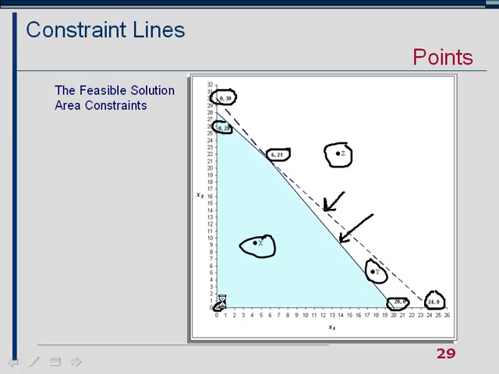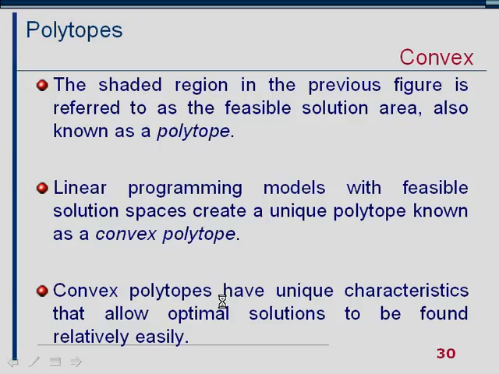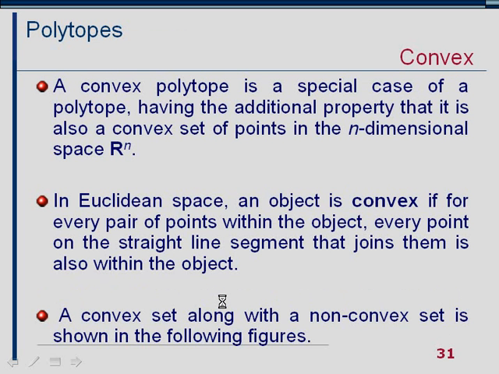Okay, so what do we refer to this space as? This shaded region is referred to as the feasible solution area. It's also known as a polytope. And linear programming models with feasible solution spaces create a unique polytope known as a convex polytope. And convex polytopes have unique solution characteristics that allow optimal solutions to be found relatively easily, that we'll discuss in another module. So what's the definition of a convex polytope?